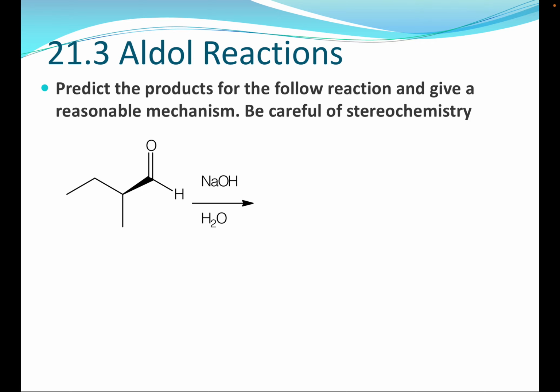So this is an aldehyde. That means we only have one alpha position right there. I'm going to draw out that hydrogen. And our hydroxide would deprotonate that hydrogen, or that position, the alpha position. So it may be useful for us to draw what that enolate product would look like, that deprotonated product.